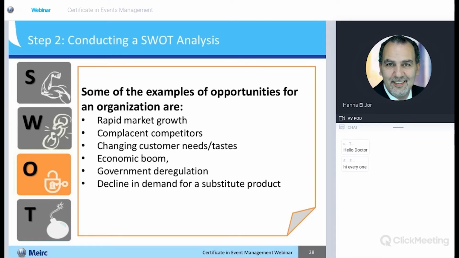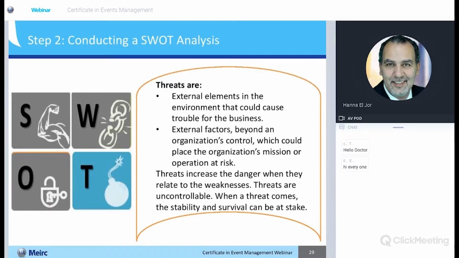Some of the examples of opportunities, I don't know, a rapid market growth, an economic boom, the case of Dubai in the early 2000s up until the year of 2008, a weak competition. That could be an opportunity for us to take advantage of to our advantage.